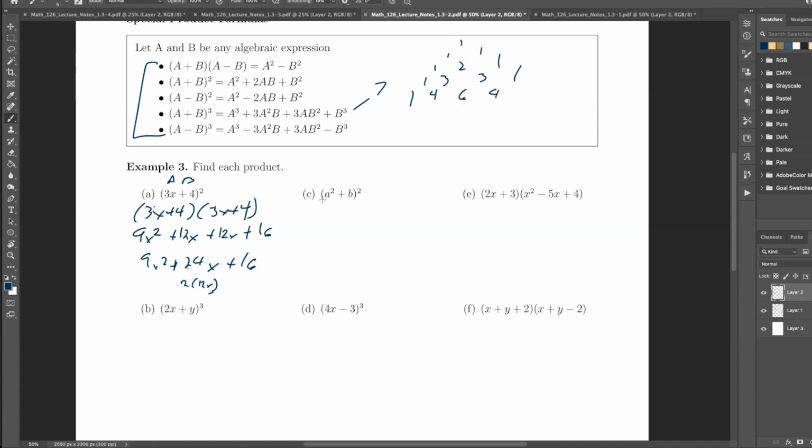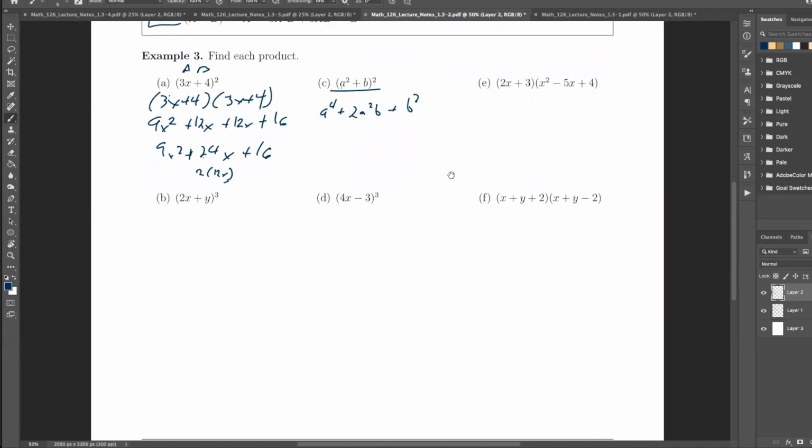We're going to do C now, and then I'm going to show you just using this procedure. So here, a squared squared would be a to the 4th plus 2 a squared times b plus b squared. So here I'm just using this formula right here, where a in this case isn't a, but a squared. So here would be a squared squared, 2 a squared b, plus b squared. So here I'm just using the formula. All right.